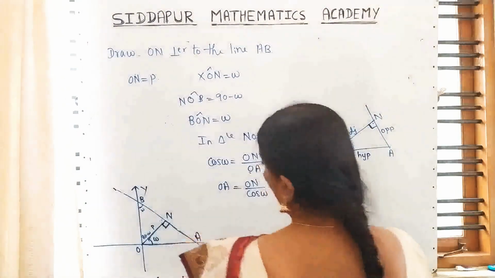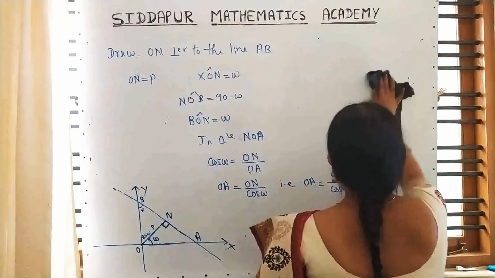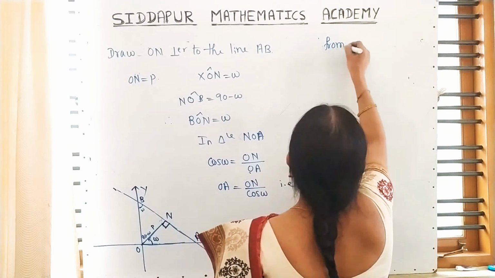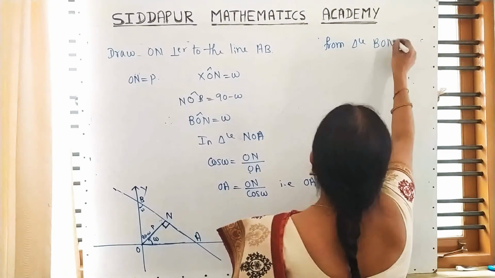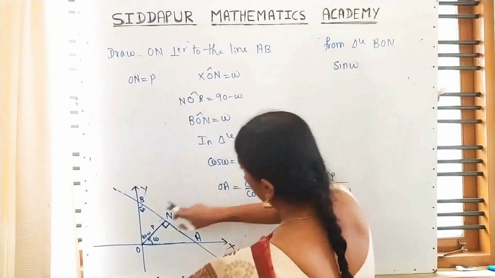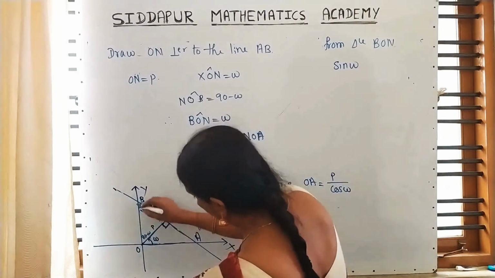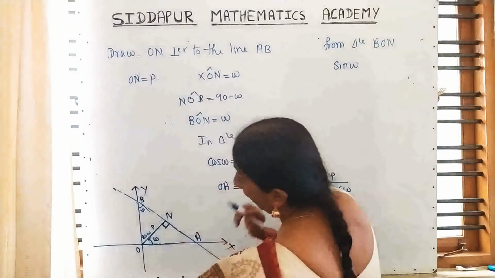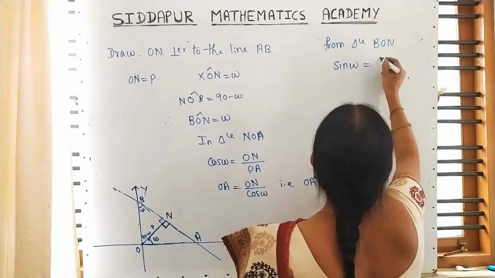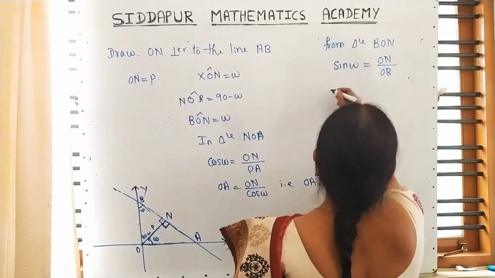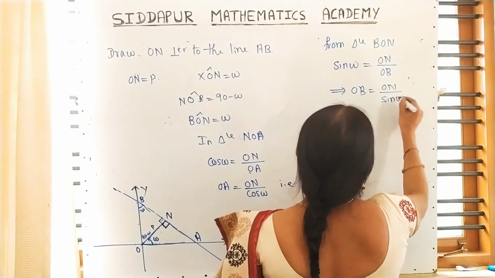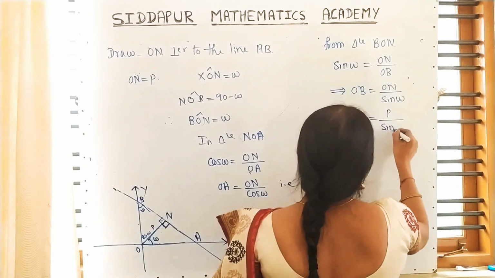Now from the triangle BON, see this is omega. How do you define sine omega? Sine is opposite upon hypotenuse. Exactly opposite of this angle is ON. And this is 90 degrees, its opposite is OB. ON upon OB. This implies OB is equal to ON upon sine omega. ON already we are familiar. It is p upon sine omega.